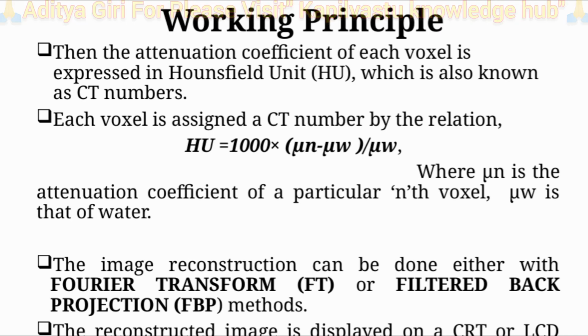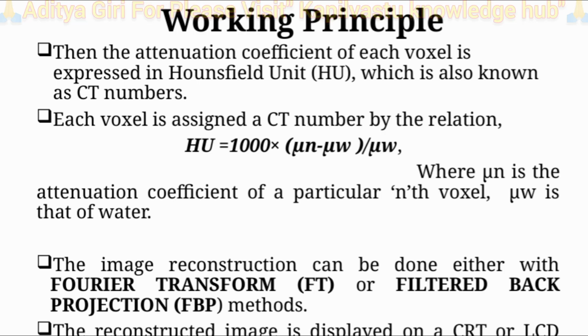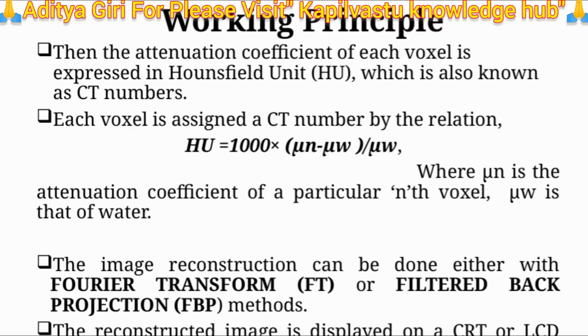So, in summary, this slide highlights the importance of CT numbers in quantifying tissue attenuation, and how these numbers are used during the reconstruction process to produce detailed, interpretable images. This process is fundamental to the diagnostic power of CT imaging, making it possible to distinguish between various tissue types based on their attenuation properties.